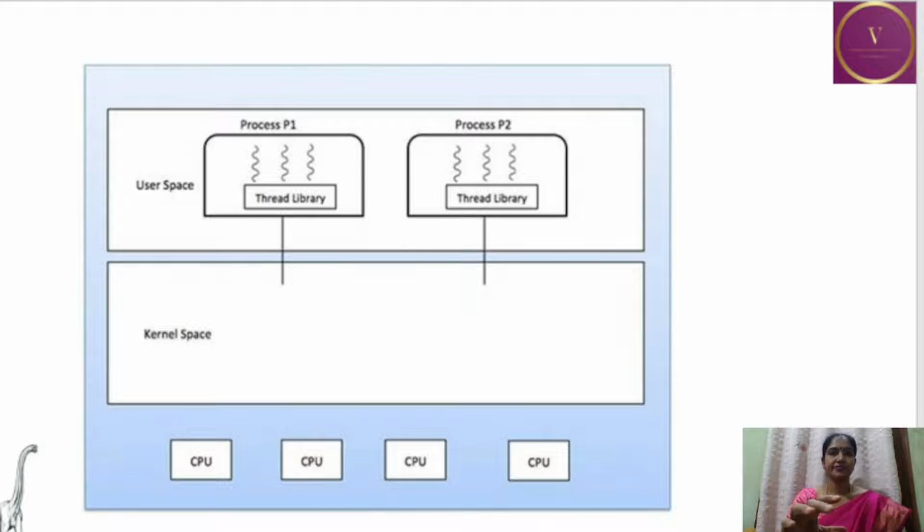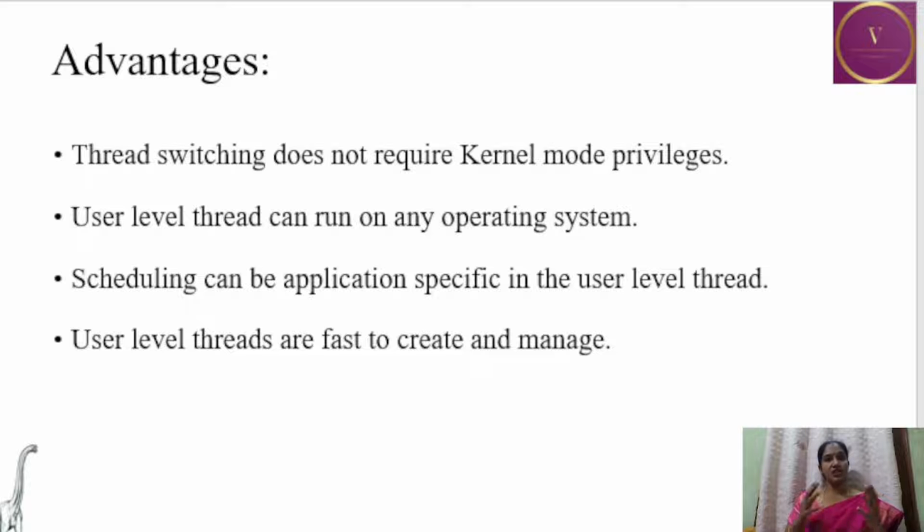Alright. Now let us see the advantages of using user level threads. Thread switching does not require kernel mode privileges. That is, threads are present at the user space, so it does not require kernel mode privileges. User level threads can run on any operating system. For example, a Java code can be run on any operating system. Scheduling can be application specific in user level threads, and user level threads are fast to create and manage when compared to creating kernel level threads.